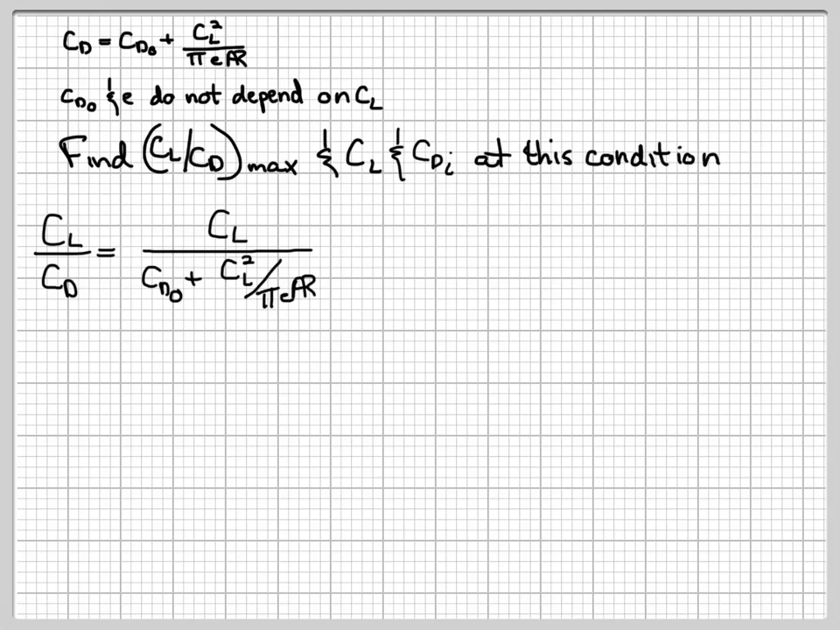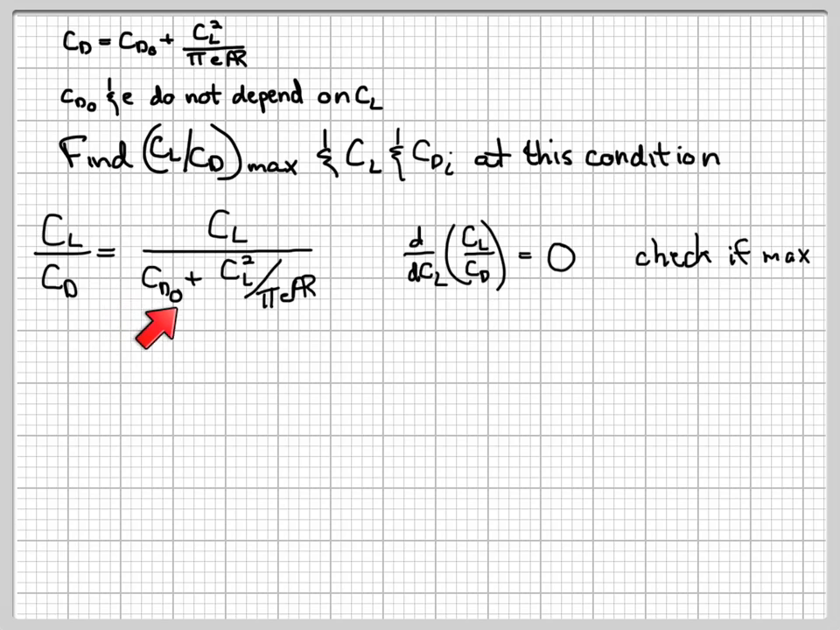drag relationship. Okay, and then what we would do is look to maximize CL over CD. So to do that, we would take the derivative of CL over CD with respect to CL and set that equal to 0. The other thing we'd have to do is to check, after we had found the CL at which that occurred and then found CL over CD, that it is a maximum by looking at the second derivative of CL over CD.